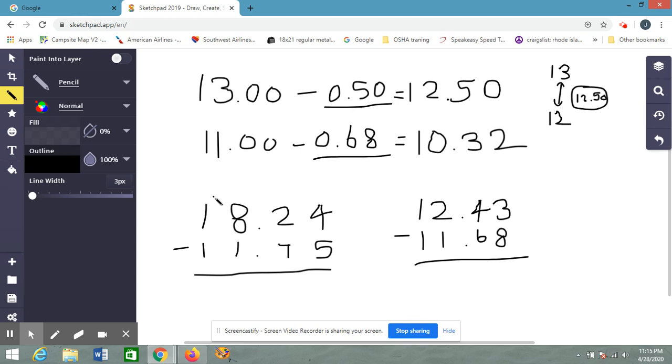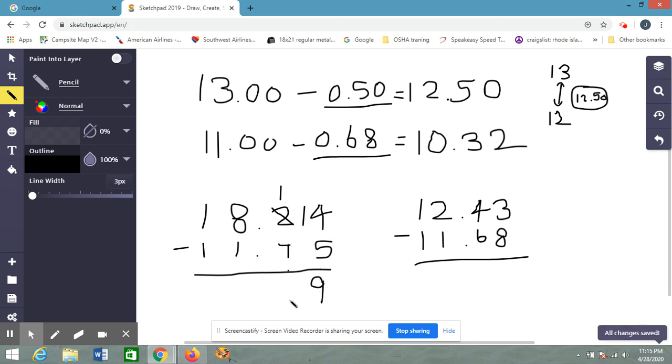So let's look at this. We have 18 and 24 hundredths minus 11 and 75 hundredths. Go all the way to the right to the hundredths place. Let's start subtracting. Can we do 4 hundredths minus 5 hundredths? No, we're going to need to borrow. So we'll take one of these tenths. So now there's only 1/10. We took that 1/10, it came over here, and 1/10 equals 10 hundredths. So it's like we added 10 hundredths to the 4 hundredths, and now we have 14 hundredths. 14 hundredths minus 5 hundredths is 9 hundredths.